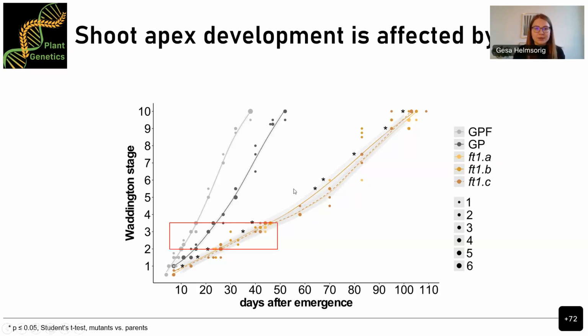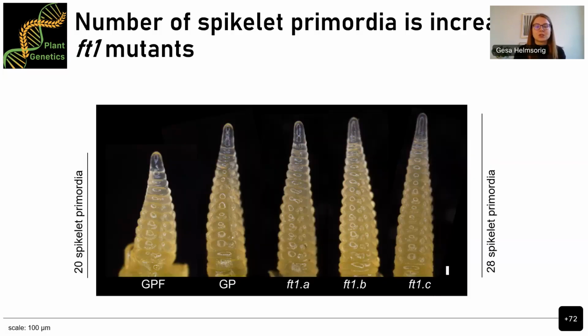And as I just mentioned, especially this early reproductive development is particularly interesting because this is when spikelets are initiated. And as you can see here, this phase is a lot longer in the FT1 mutants compared to the wild types. So these plants have a longer period of time where they can initiate spikelets on the developing inflorescence. And this is actually also what we can see.